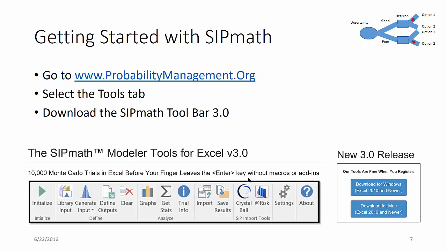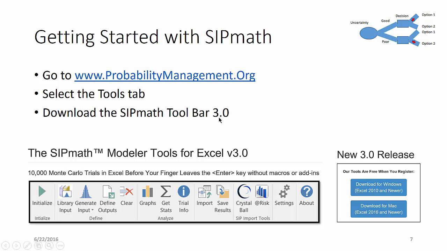If we're going to analyze this problem analytically using SIPmath, we first need to make sure we have SIPmath installed. So let me go through that, and if you already have SIPmath installed, then you can skip this part of the session and get on to looking at the model with me. If you want to, go to the website www.probabilitymanagement.org, and there's a tab there called Tools, and then you can download the SIPmath Toolbar 3.0.